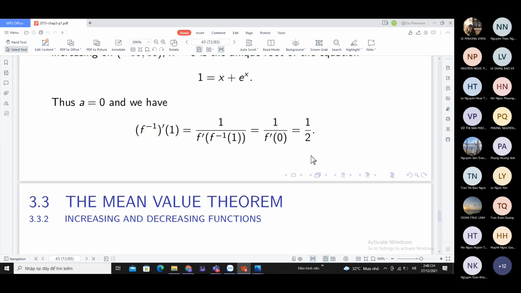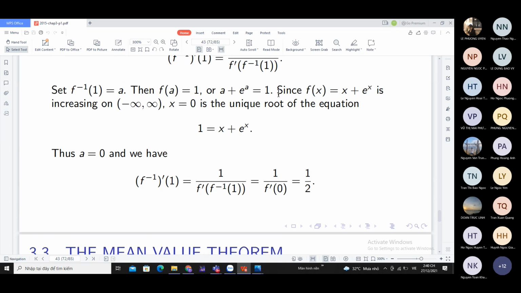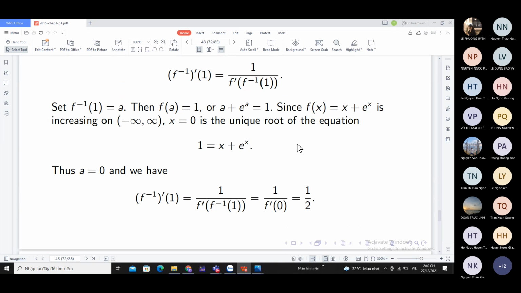Okay? 0 is a unique number. So f of 0 equals 1. Because here, the function f is increasing. F is a one-to-one function. Moreover, f is increasing. You see?